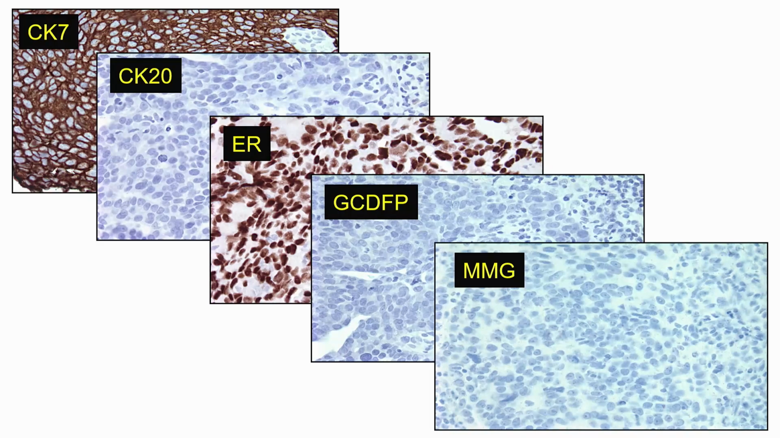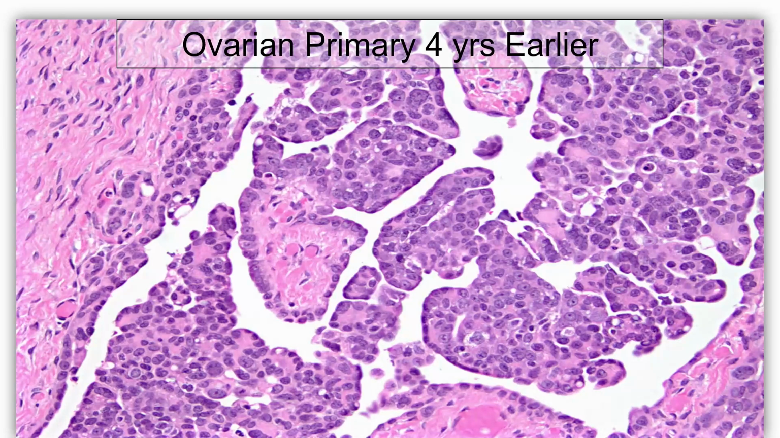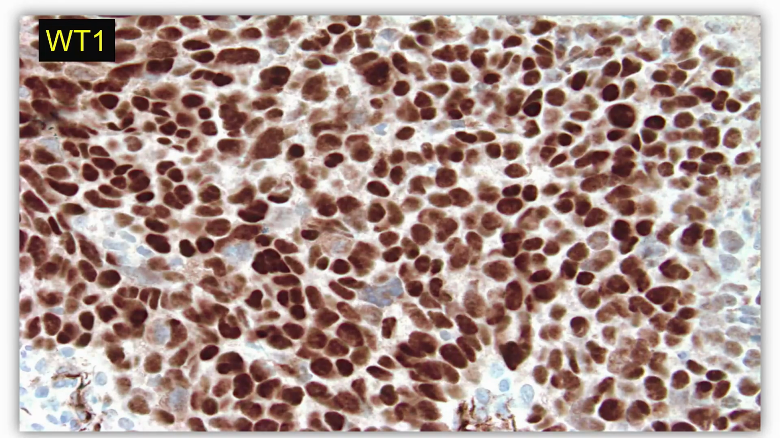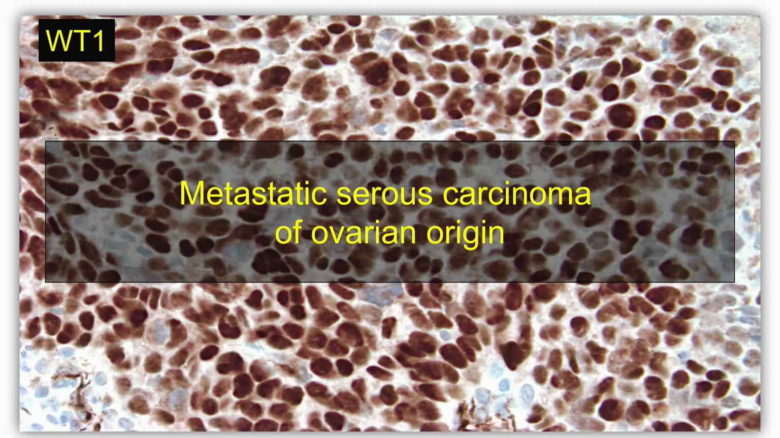Even because we know GCDFP and mammoglobin can be focal or even absent in breast tumors. But often the best ancillary test is actually to compare with the prior, right? So this patient did have an ovarian primary, looks pretty similar to our breast core needle biopsy. And in fact, when you did a WT1 stain, it confirmed metastatic serous carcinoma of ovarian origin.